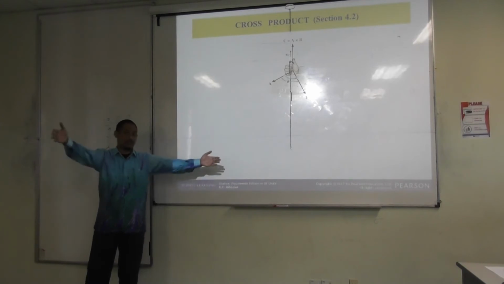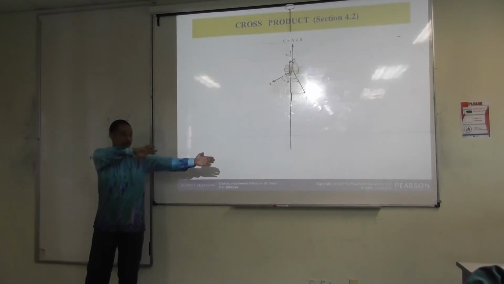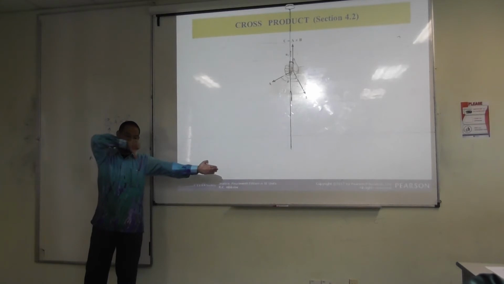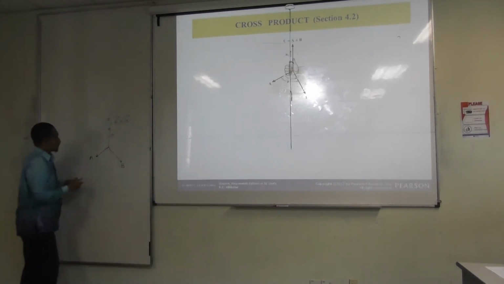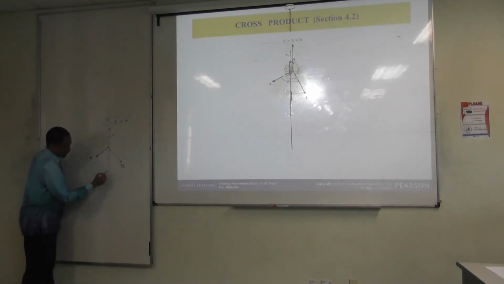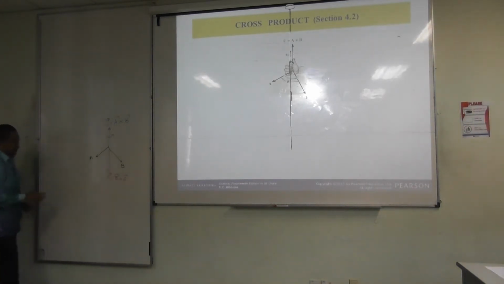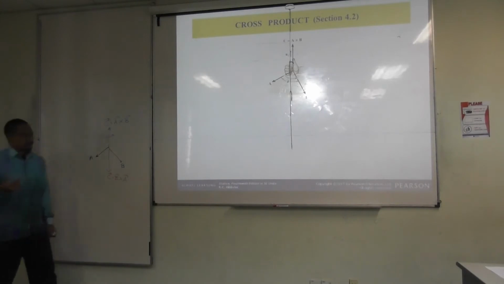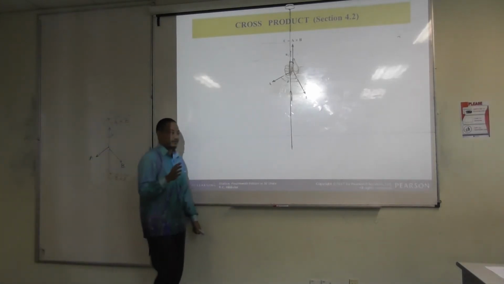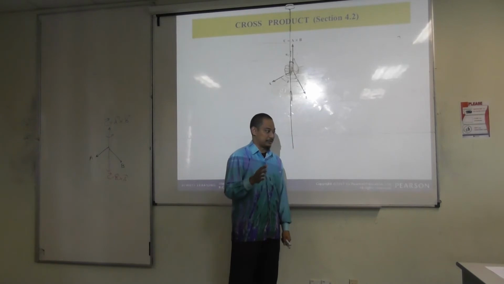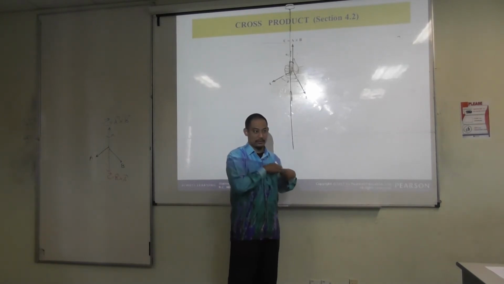So if B cross A, then you point at B first, and then you bring it to A. You'll notice that C is the opposite of A cross B, right? So that's how it works: if C equals B cross A, it's the opposite, right? So that's basically it. If you understand that one, can you work out what is I cross J?